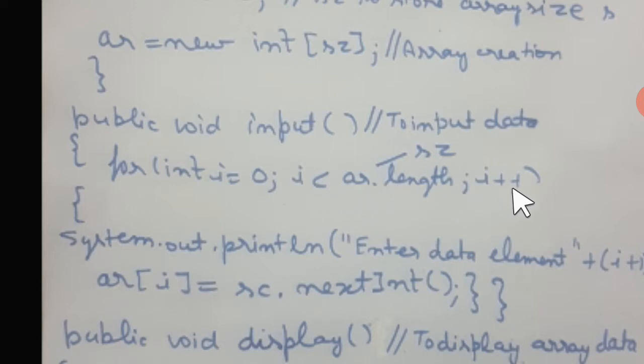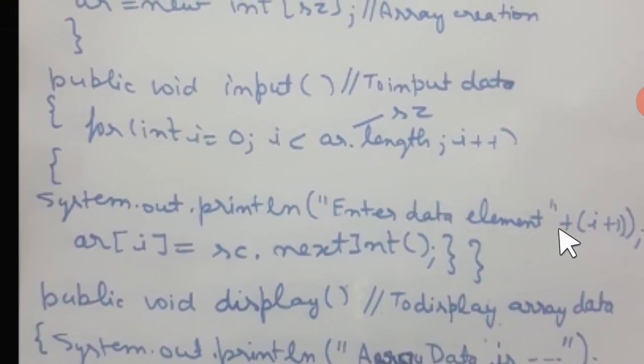And then every time we have to increase the index by 1. So here I give the message: enter data element i plus 1, then ar of i equal to sc dot next int. So the data will be entered here.